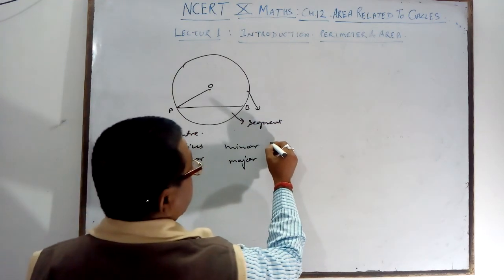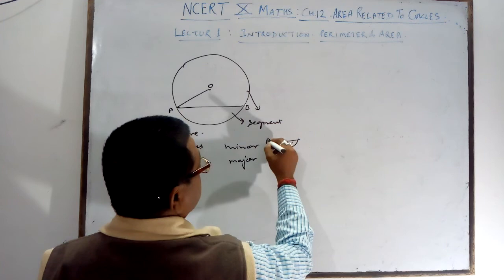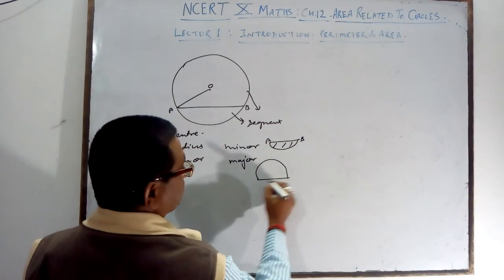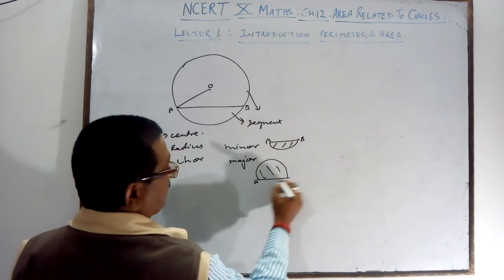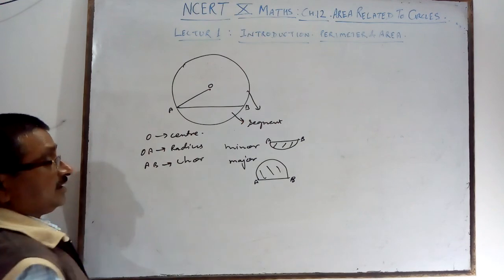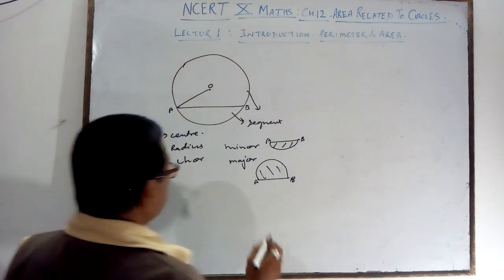The minor segment is formed by the minor arc. This is the minor segment. The major segment is formed by the major arc. This is the major segment. It depends on the arc: when the arc is minor, we get the minor segment; when the arc is major, we get the major segment.